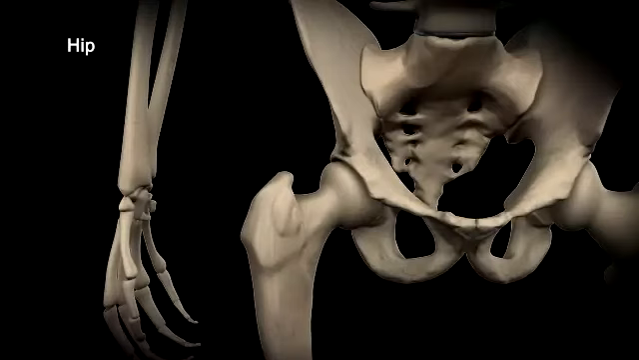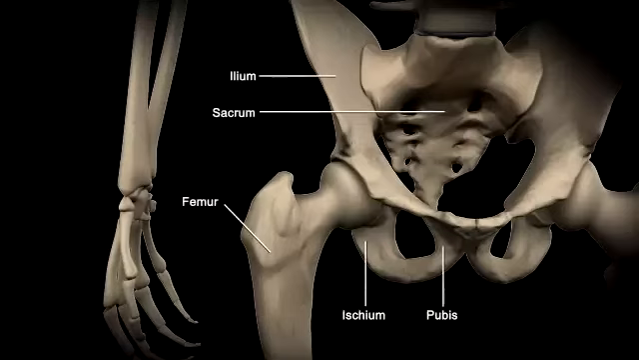In contrast to the shoulder joint, the hip joint has a greater degree of bony interlocking and therefore has a more limited range of motion. The majority of the muscles that move the femur originate on the pelvic girdle and insert on the femur.